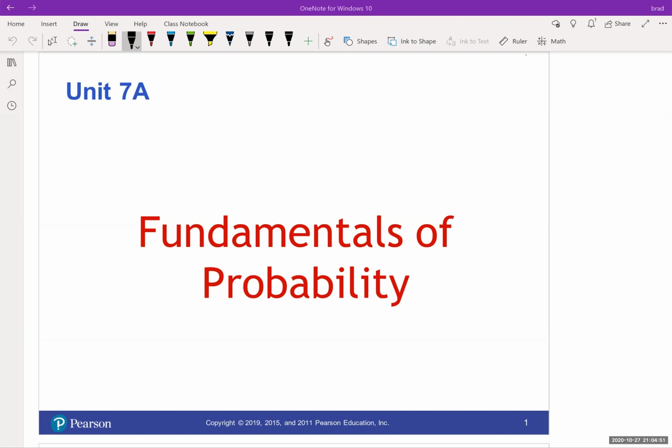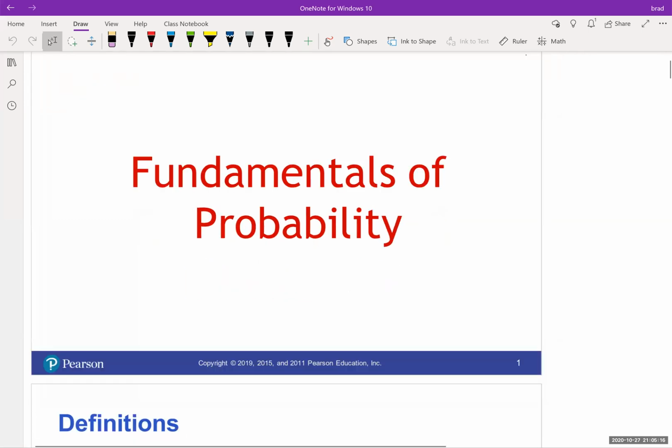So fundamentals of probability is basically now we're going to actually find ways to calculate the probability of this occurring or the probability of this occurring. In chapter 6, we discussed a little bit about distributions and probabilities of that nature with normal distribution, the empirical rule, and z-scores. So let's move on to fundamentals of probability, 7A.